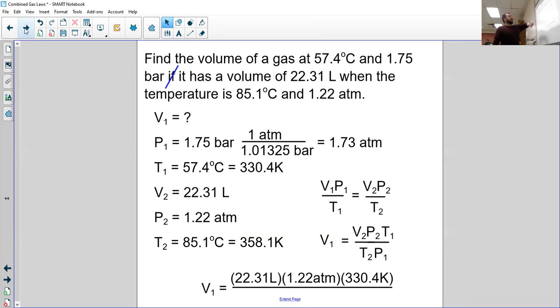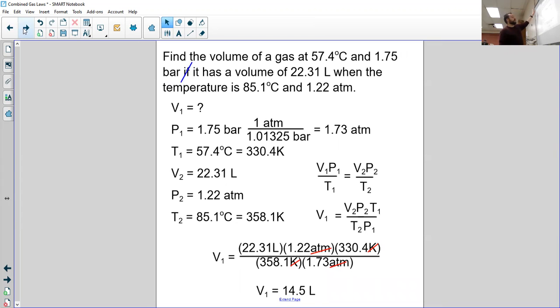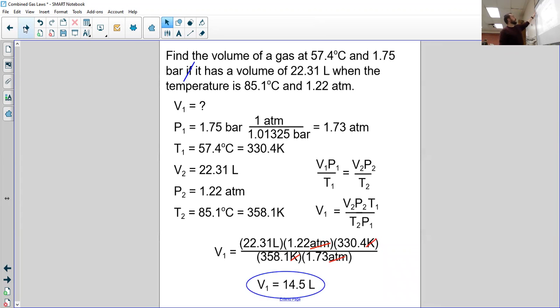Going to write down the variables that we are given in our problem. So we have V1 is equal to 22.31 liters times 1.22 atmospheres times 330.4 Kelvin. We're going to divide that by our bottom, our T2 and our P1, which are 358.1 Kelvin and 1.73 atmospheres. After we cancel out our units, we're going to find liters. Plug that into our calculator, get our sig figs of 14.5 liters. That's our final answer. So the volume of gas at that temperature and pressure is 14.5 liters.